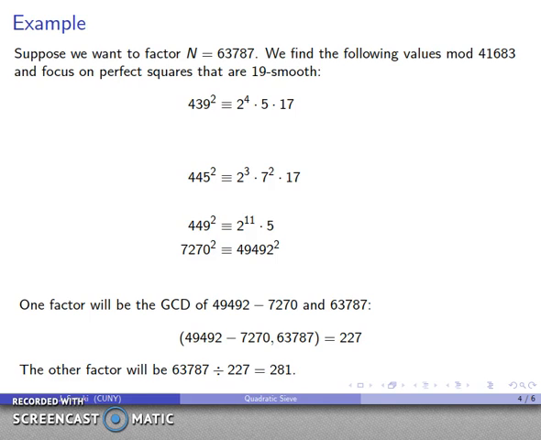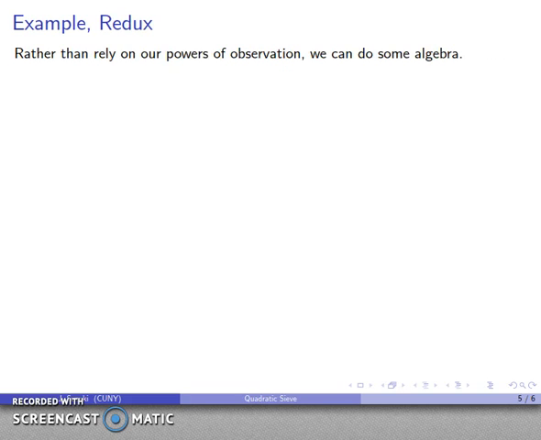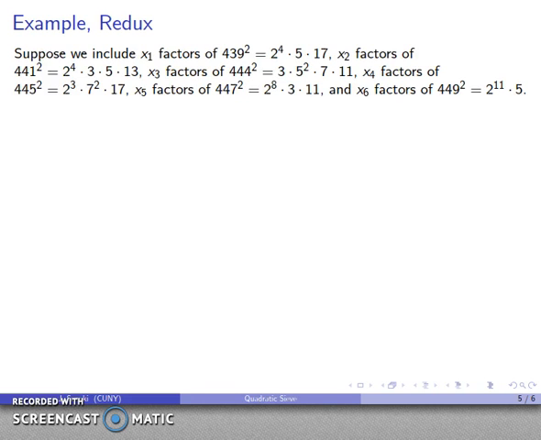The difficulty with this approach is that I have to stare at this list of numbers and try to figure out how to put them together to form a perfect square. Fortunately, that's not actually that difficult if we do a little bit of algebra. So rather than rely on our keen powers of observation, we can do some algebra instead. So here's our idea.